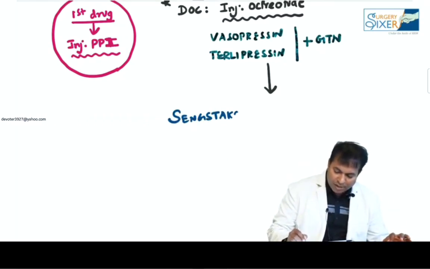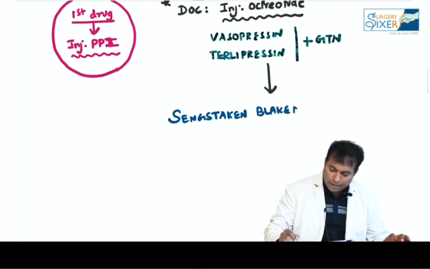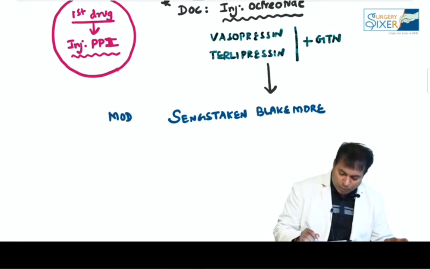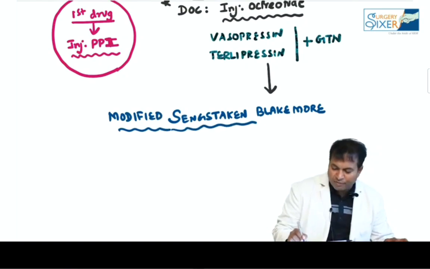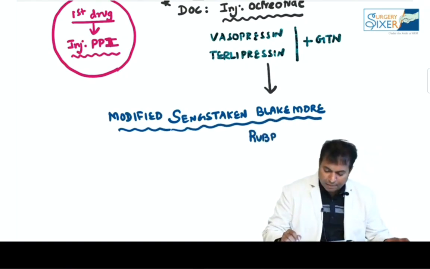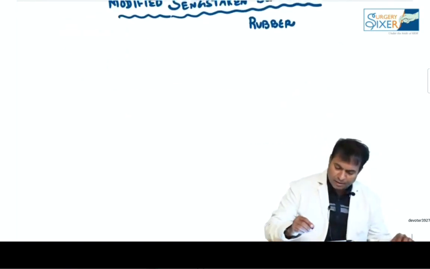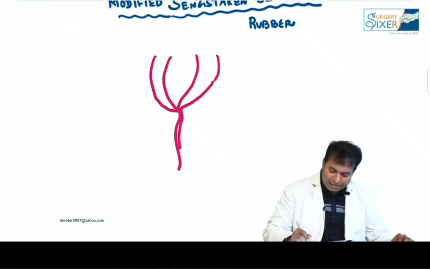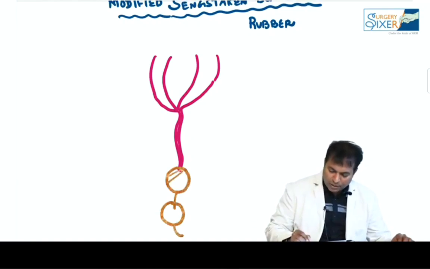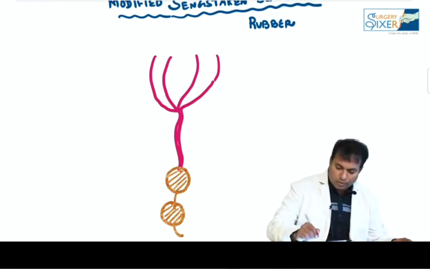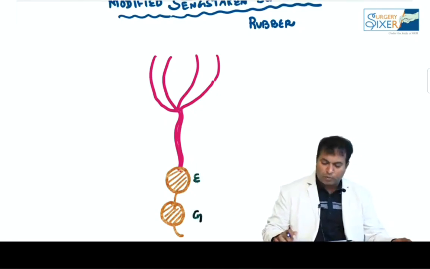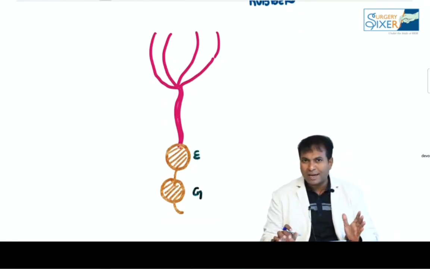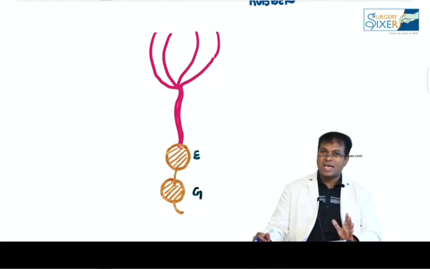Now comes the discussion on the Sengstaken-Blakemore tube. Now it is known as the modified tube. The tube which we use nowadays is the modified Sengstaken-Blakemore tube, which is made up of rubber. It has 4 lumens and 2 balloons. This is the esophageal balloon and this is the gastric balloon. The modified Sengstaken-Blakemore tube is used in emergency in case of variceal bleeding which is not stopped with octreotide.